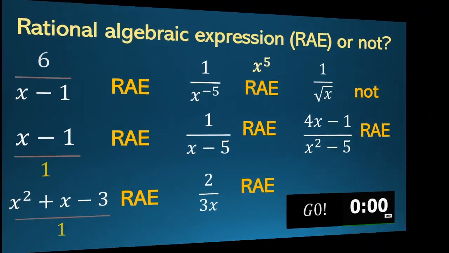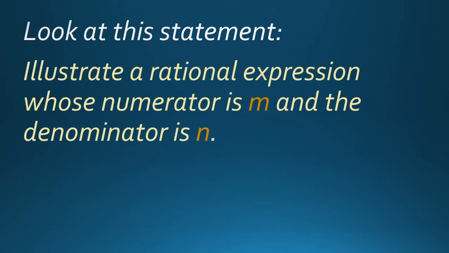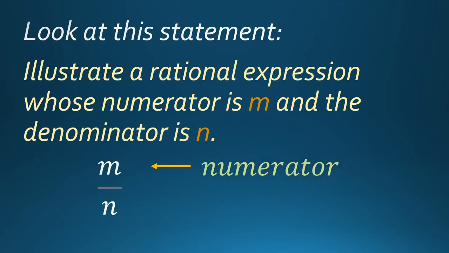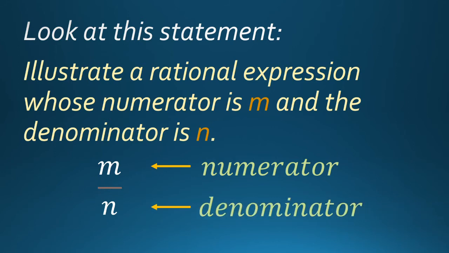Hopefully. Let us look at this statement. It says, illustrate a rational expression whose numerator is m and the denominator is n. So we will present a rational expression with that numerator and denominator. Very easy. So, that is our rational expression. The numerator is m, the denominator is n, and n should not be equal to 0.